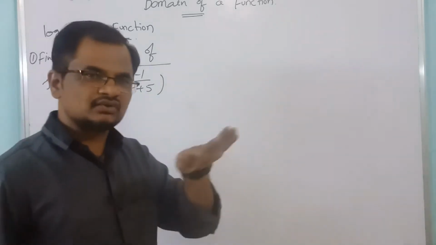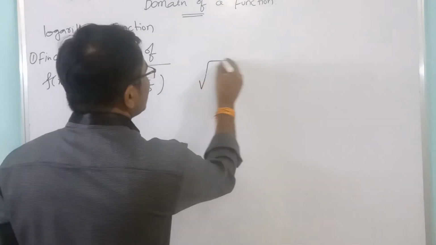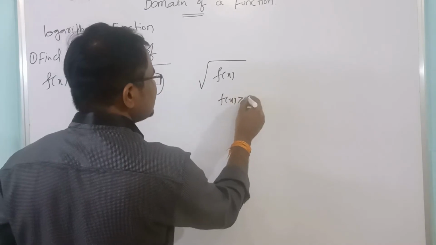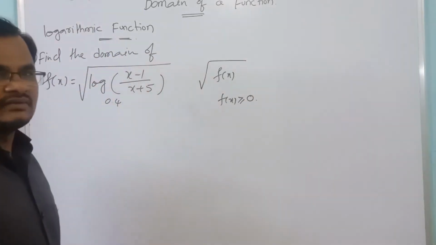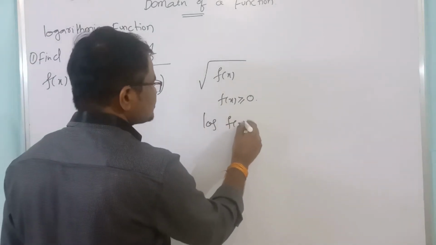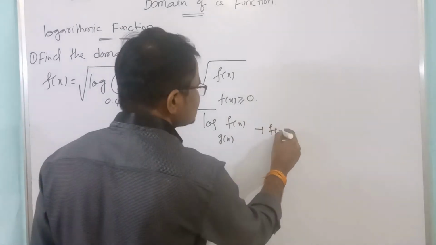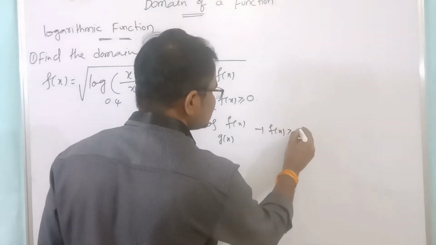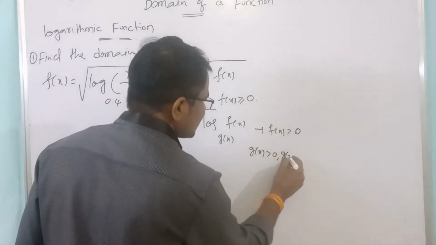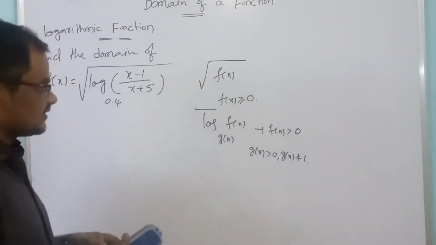In the last video, we discussed those rules. So what are they? See, root of f of x is there means this f of x is definitely greater than or equal to 0, right? And whenever log of f of x to the base g of x is there means this f of x is greater than 0, and this g of x is greater than 0, g of x not equal to 1. So according to that we have to simplify this one.